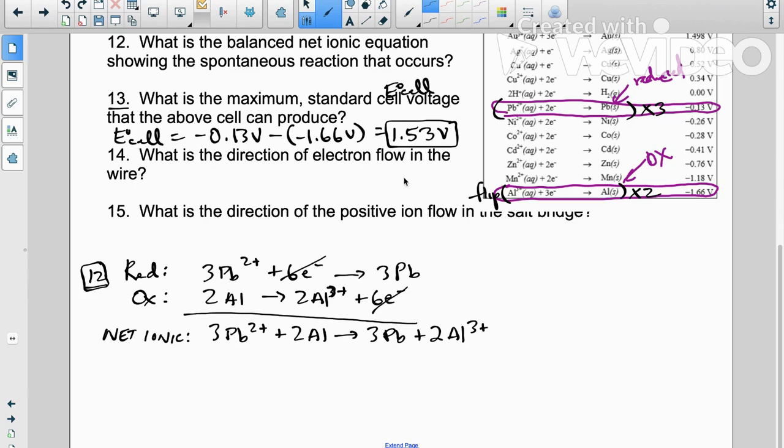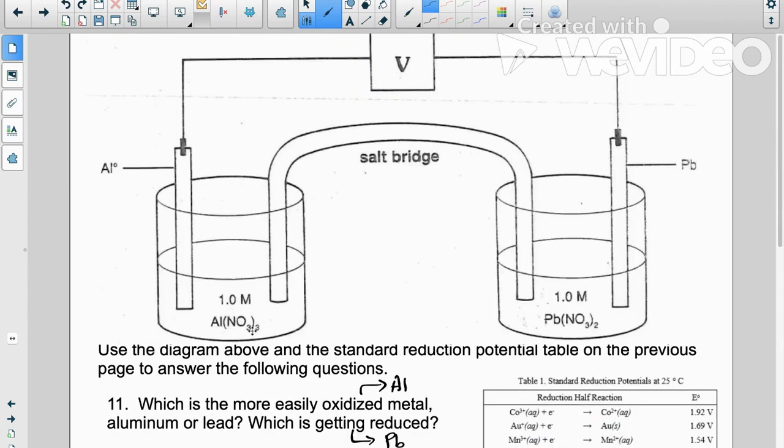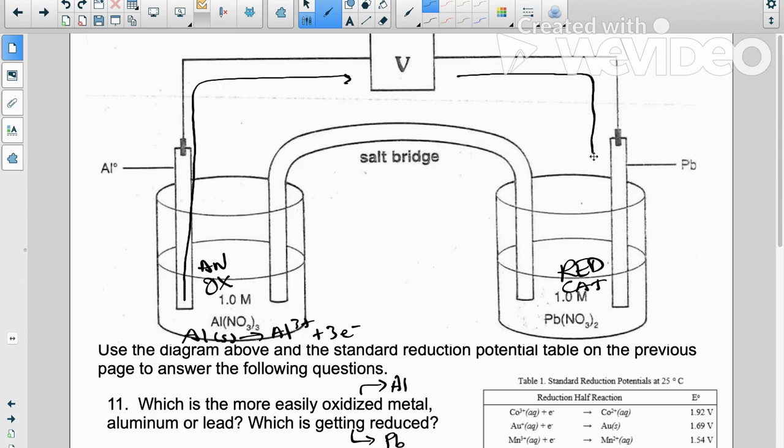What's the direction of the electron flow in the wire? So remember, the aluminum's getting oxidized. So this is the oxidation, the anode, and the lead is getting reduced, the cathode. So here in the oxidation, we are producing electrons. We're going from Al solid to Al3+, that's the oxidation, plus 3 electrons. So the electrons are being produced here. They travel up the wire, go through the wire, come down, and reduce. Okay, so the electrons are going this way.